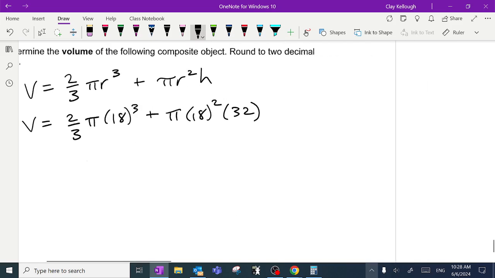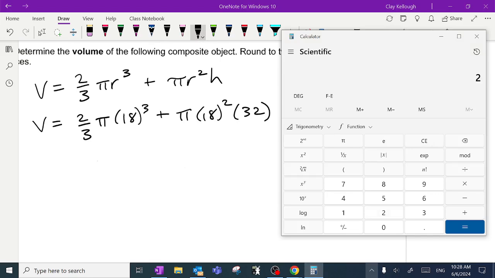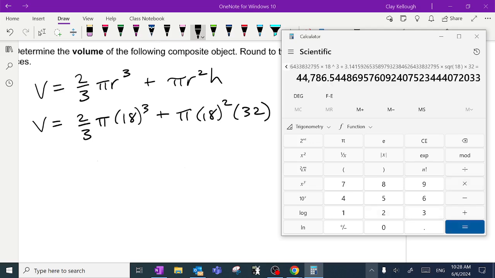All right, once again, let's punch buttons. Erase, erase, erase. 2 divided by 3. You can use your fraction button if you have one. Times pi. Pi, that didn't work. Times 18 to the power of 3. Some of you have a button that actually is cubed. I don't have one, so I got to say power of 3. Plus pi times 18 squared times 32 equals.